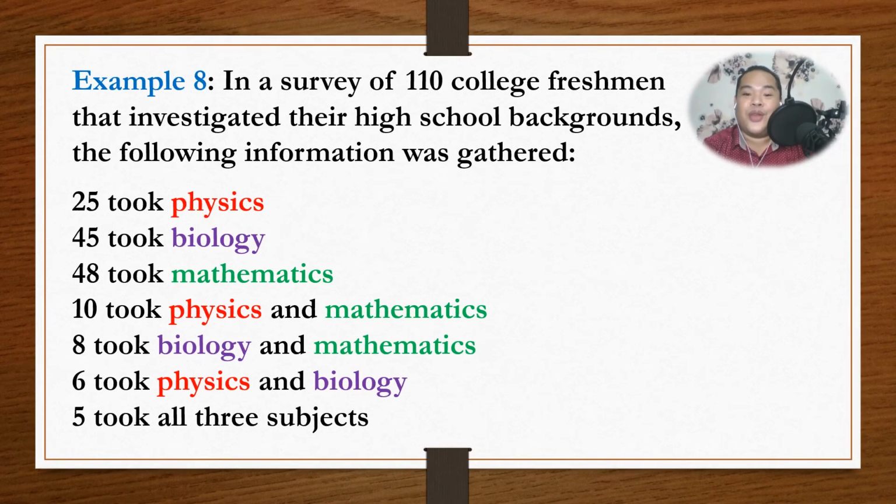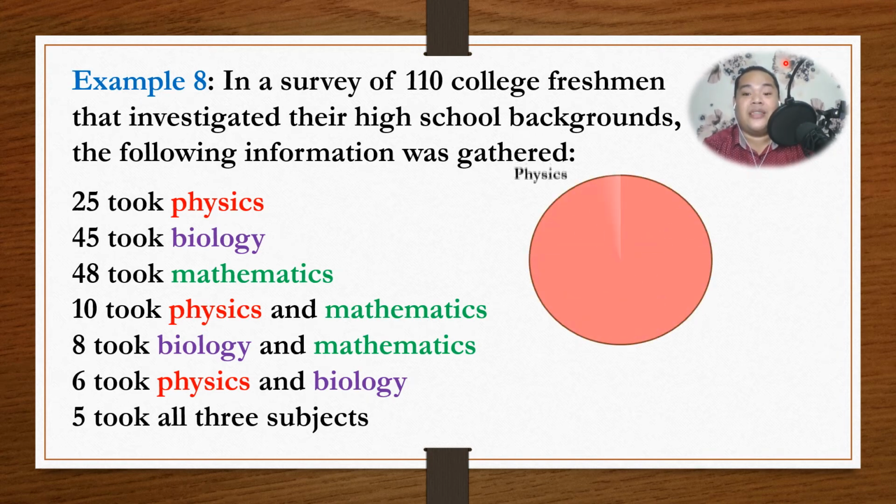The next example requires an illustration using a Venn diagram. In a survey of 110 college freshmen that investigated their high school backgrounds, the following information was gathered. 25 took physics, 45 took biology, 48 took mathematics, 10 took physics and math, 8 took biology and math, 8 took physics and biology, and 5 took all the 3 subjects. This can be answered using working backwards.